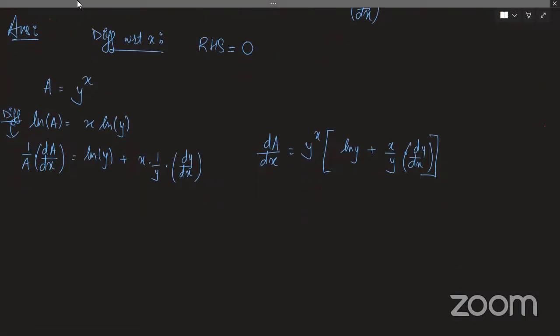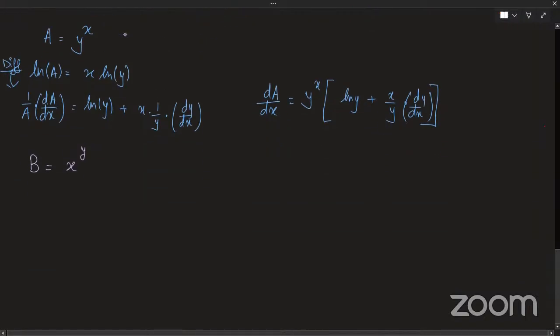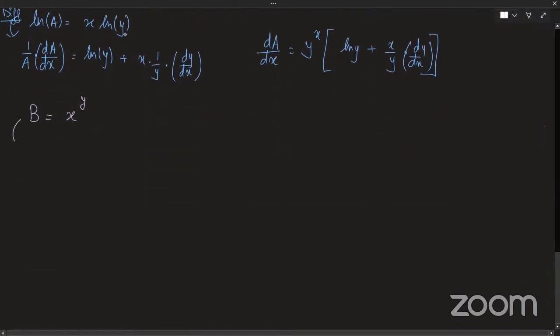Great. So now I'll do my second term. My second term that's been given to me is x raised to y. And again, obviously, I'll go for logarithmic differentiation. So I'll take logarithm. So it becomes y into ln of x. This one is a little bit easier. So tell me, what will be the left hand side if I differentiate it with respect to x? One by B into dB by dx.